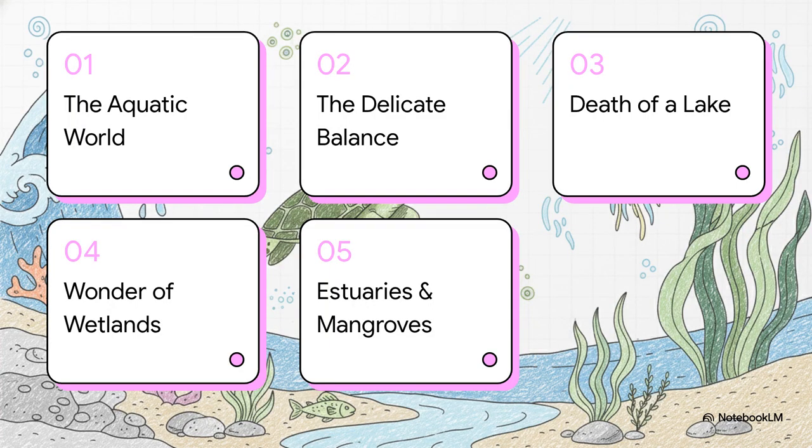Okay, so here is the roadmap for our journey today. First up, the aquatic world. Then we'll look at the delicate balance. After that, we've got the death of a lake, followed by the wonder of wetlands. And we'll wrap things up with estuaries and mangroves.